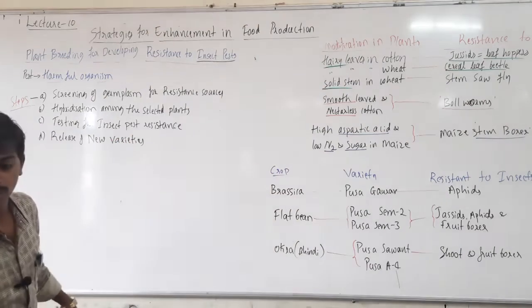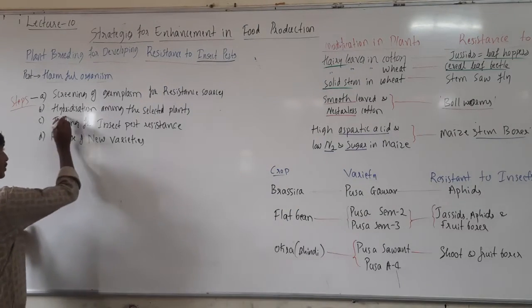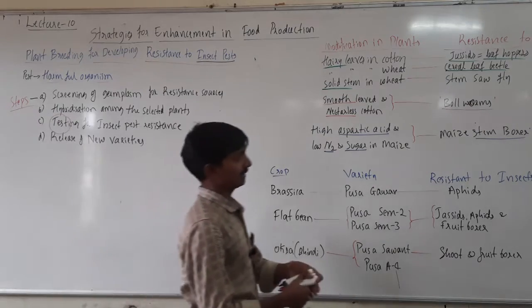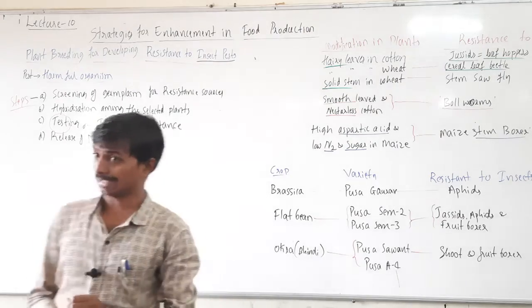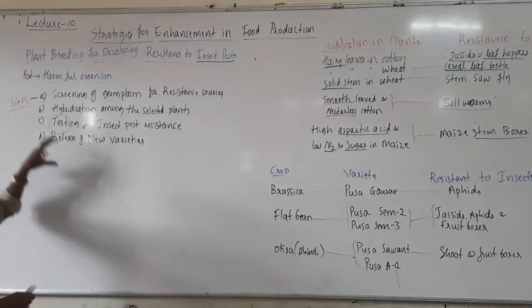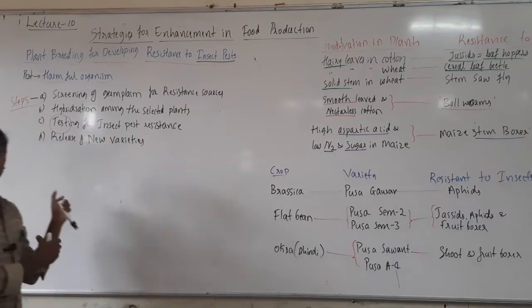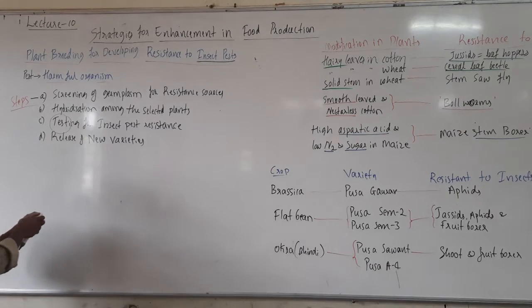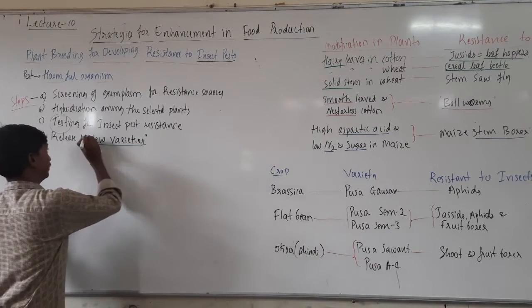Because before releasing any crop variety, you must test for the resistance. Whatever we discussed here, resistance to many more insects, we have to test for it. Whatever you have done earlier, that must be tested. Before you bring that into the market, a plant must be tested for resistance. Then only you can publish it as a new variety.